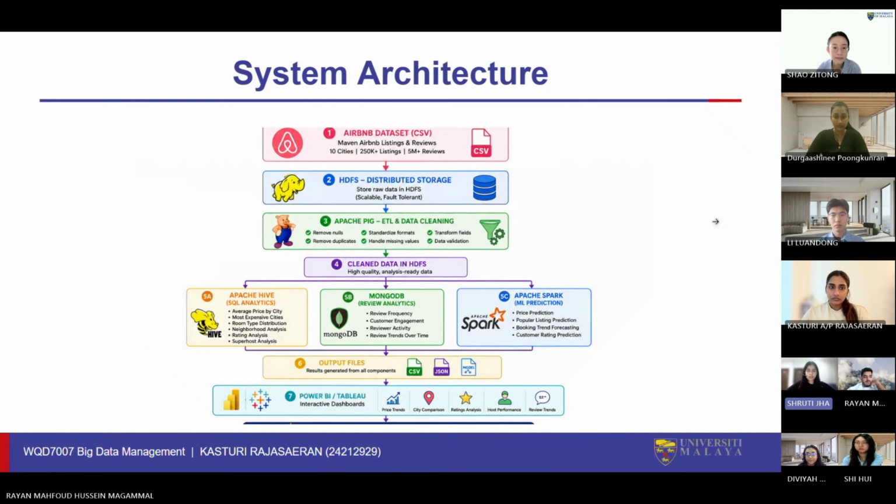Here we have our overall system architecture. I'll briefly walk you through it as we'll be going much into depth in the upcoming slides. At a high level, we have the raw Airbnb data flowing through HDFS for storage. It gets cleaned through Apache Pig and then it branches into Hive for SQL analytics, MongoDB for review analytics, and Spark for machine learning, with everything finally visualized in Power BI. Next slide.